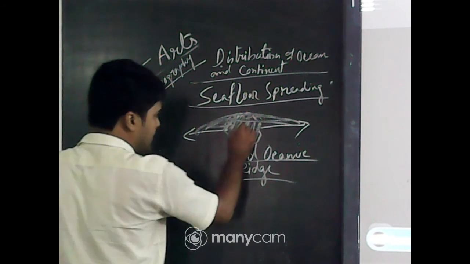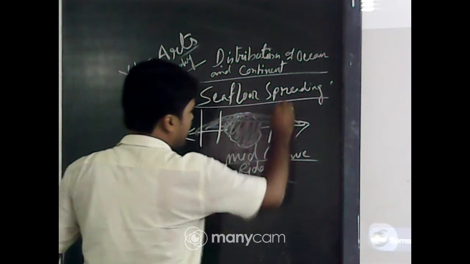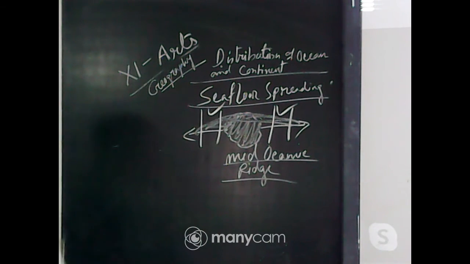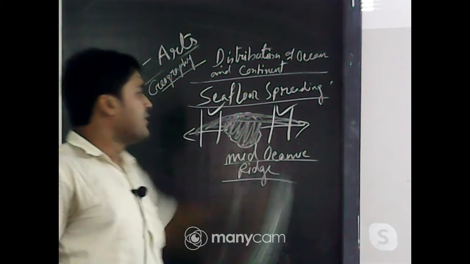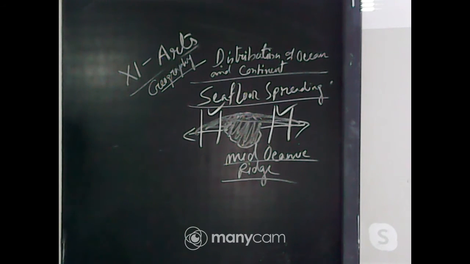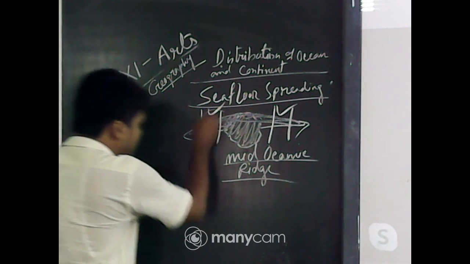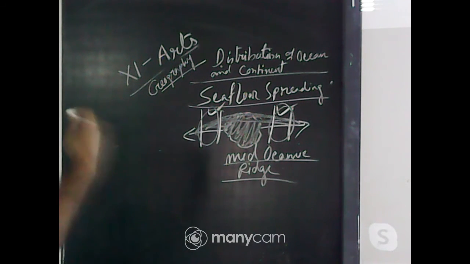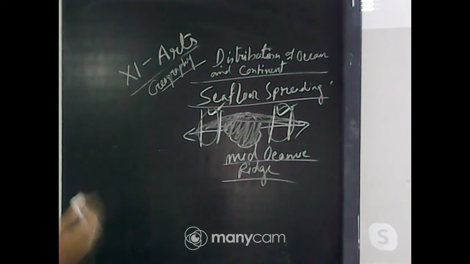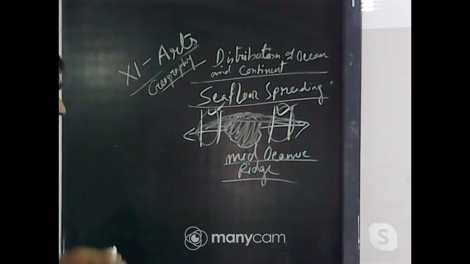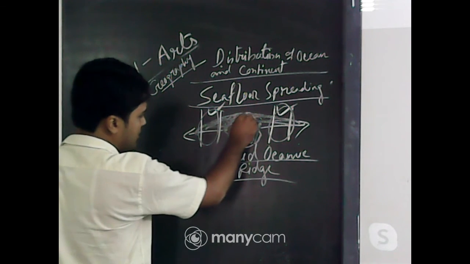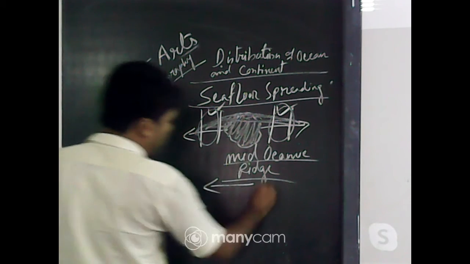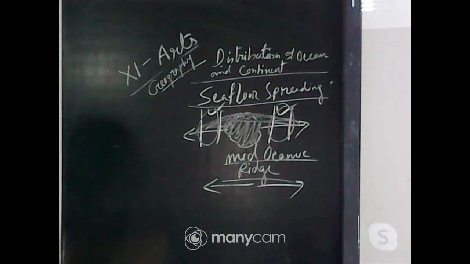From the mid-oceanic ridge, both sides, these two parts have lots of similarities in their formation, similarities in their chemical composition, similarities in the magnetic properties. So this also helps us to understand that from the mid-oceanic ridge, the ocean floor also shifted or spread in different directions.